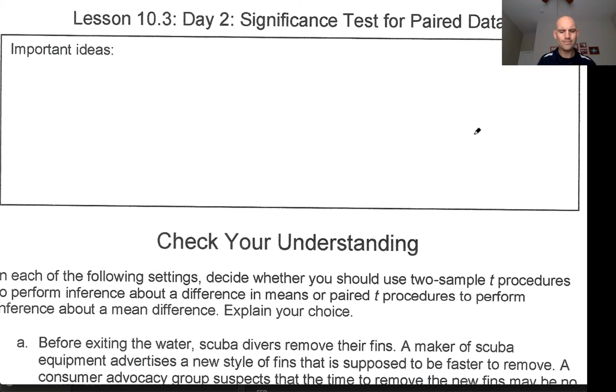And so at the end here, we're going to go through a couple of formulas. But at the end, we're going to look at a couple of situations, and we're going to determine: are we talking about two samples, or are we talking about one sample? Are we talking about a paired T procedure, or are we talking about a T test for two samples?